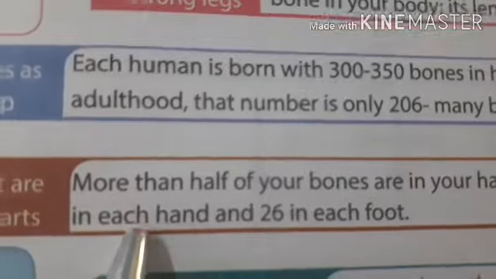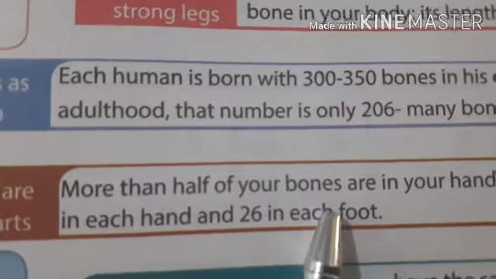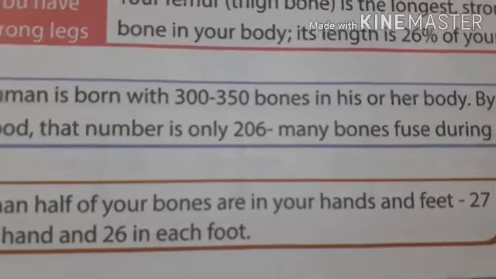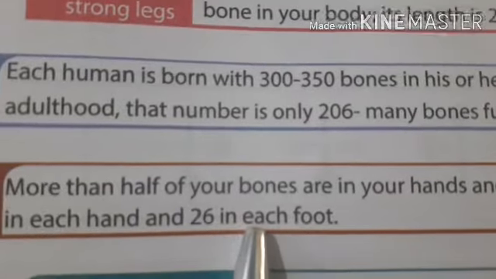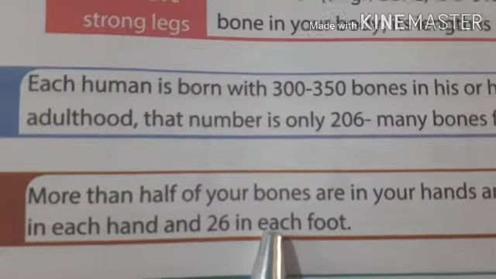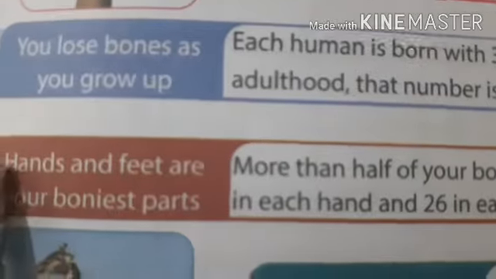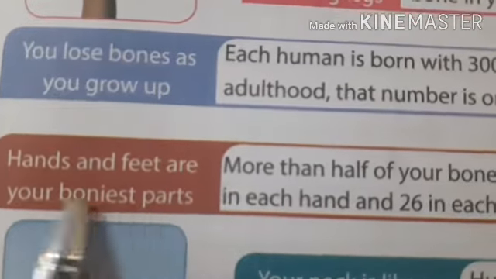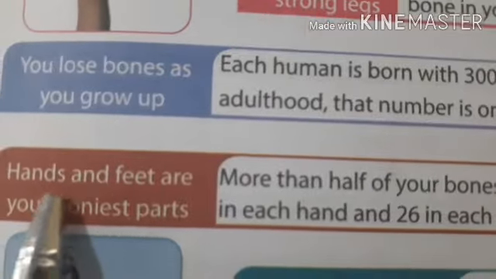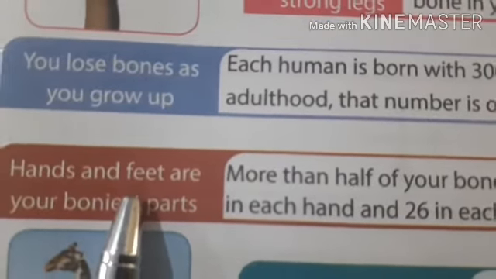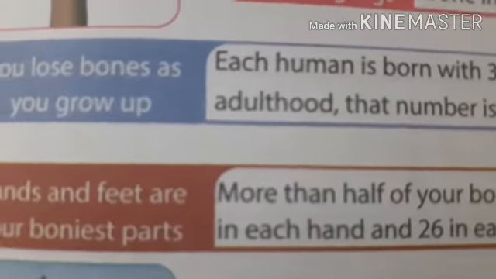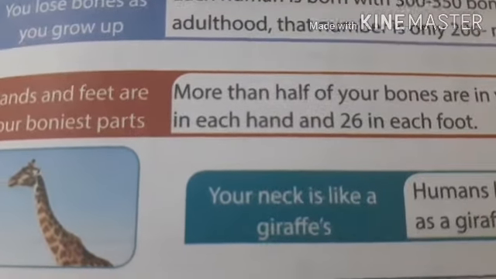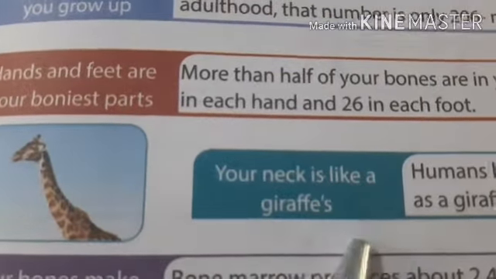27 in each hand and 26 in each foot. Okay. In hand there are 27 bones and in foot there are 26 bones. So hands and feet are your boniest part. Boniest part means the part which has the most bones, that is our hands and feet. So the next is your neck is like a giraffe.